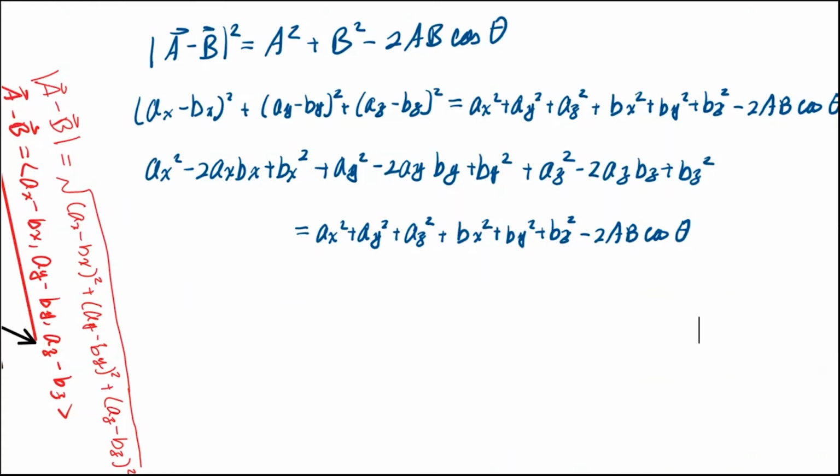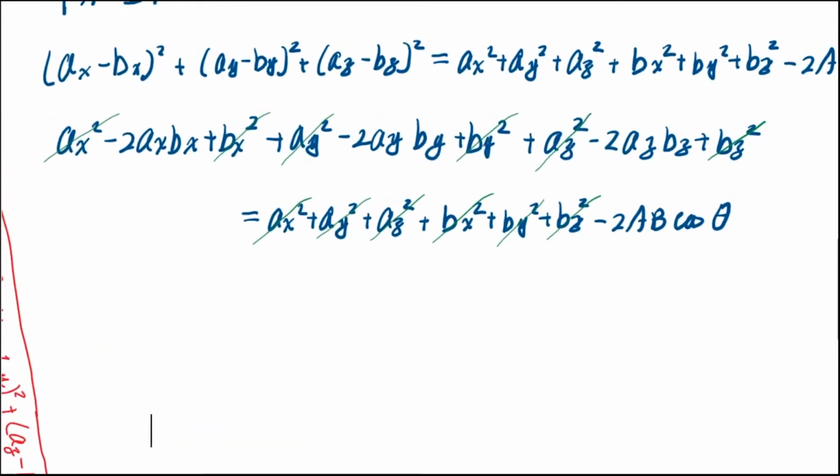Now, there are a few things that appear on both sides. Let's start canceling these. Ax squared here, Bx squared here, Ay squared, which is here, By squared, which is here, Az squared and Bz squared. They're all there. You know what I'm saying? So cancel these things out. And whatever's left, they all have negative 2 in front of it. Do you see it? Negative 2, negative 2, negative 2, and negative 2. Divide both sides by negative 2.